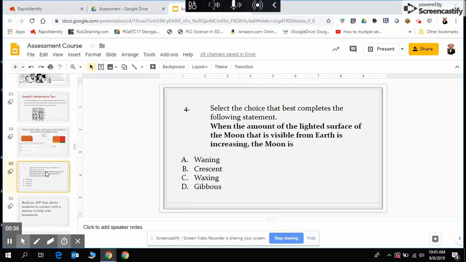Select the choice that best completes the following sentence: when the amount of lighted surface of the moon that is visible from Earth is increasing, the moon is... Of course, it sounds very complicated, but the truth of it is, it's just a vocabulary question. So because it's a vocabulary question, it is what? That's right, DOK1. Even though it might sound complex, we have to understand it has to do with how many steps your brain has to go through to actually solve that question. If I just know that vocabulary word, waxing, then because you know that word, you'll be able to answer that question. You don't have to go through any steps or process.